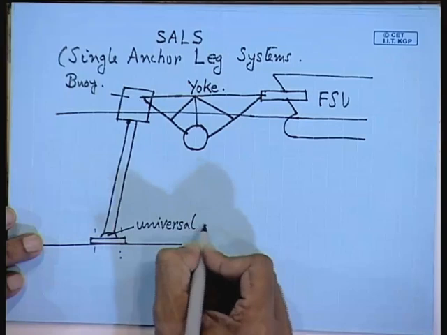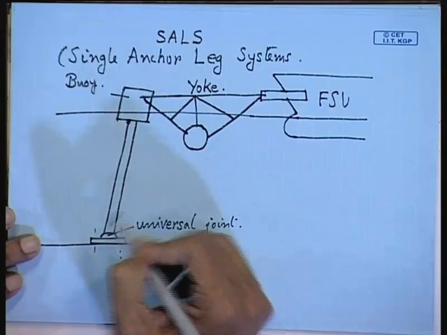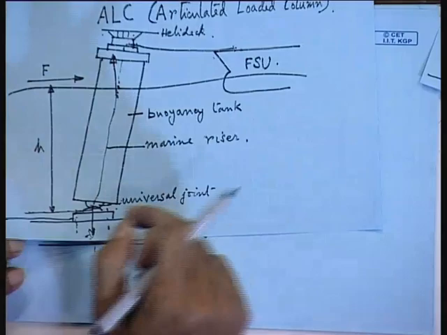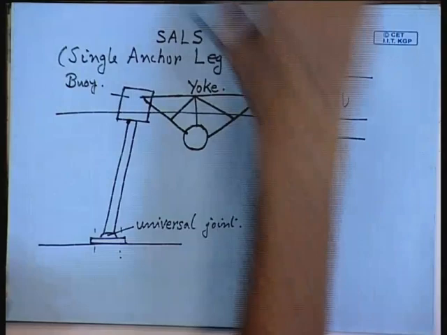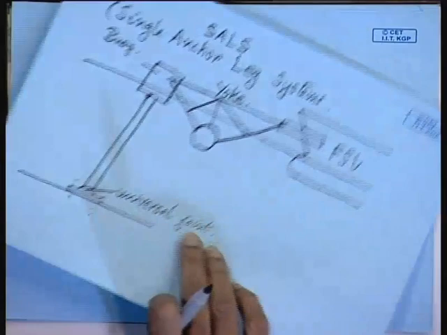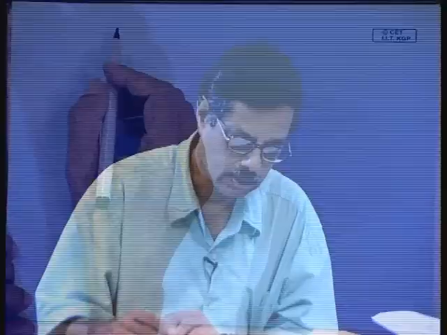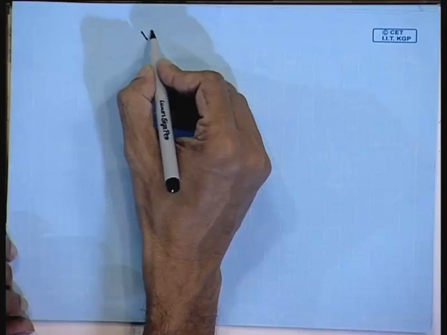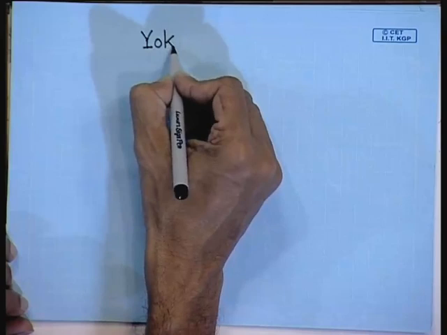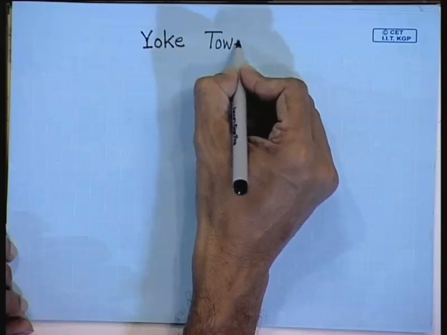Now since these structures, this one, the other categories, your ALC that we have talked about, this one, and also the SARAM system, they are to be positioned in shallow waters. The deep water you go for ALSBM and spar. So shallow water where you can have fixity with the seabed, you go for the SALS. Now you keep on increasing the size of the SALS, you have a yoke tower. But all these are fixed with the seabed.